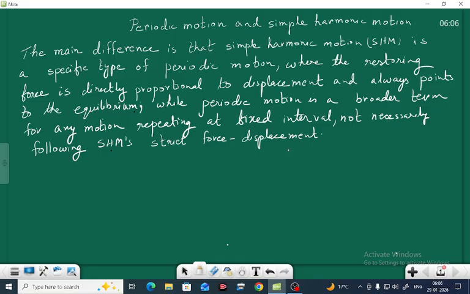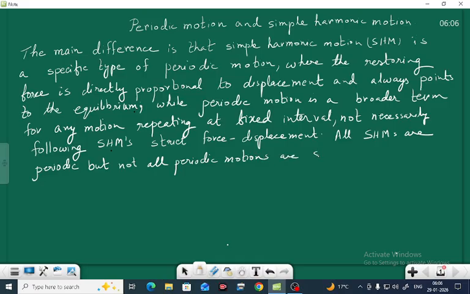So we can say that all simple harmonic motions are periodic. But not all periodic motions are simple harmonic motions.